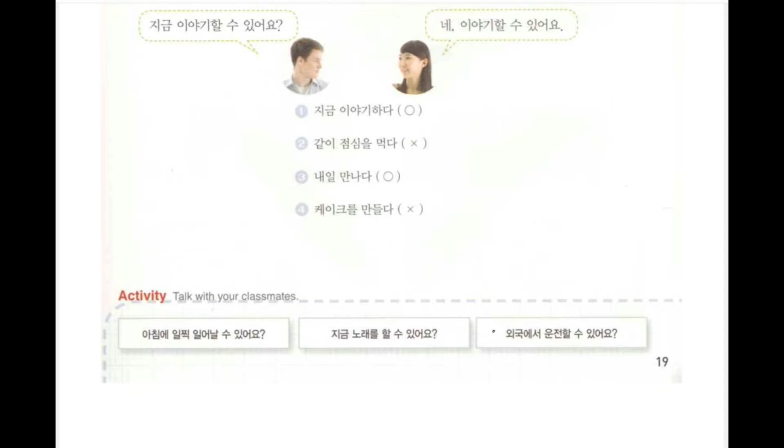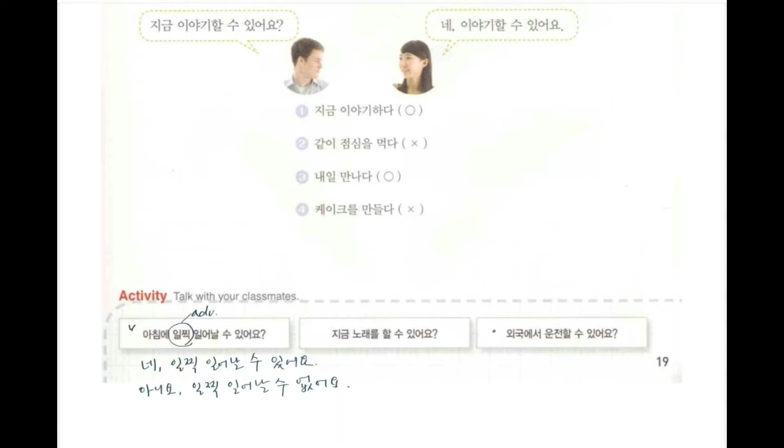Very good. If you said yes, 어떻게 말했어요? 네, 일찍 일어날 수 있어요. 말했어요. 좋아요. How about no? I can't. 아니요. 일찍 일어날 수 없어요. 말했어요. 좋습니다.